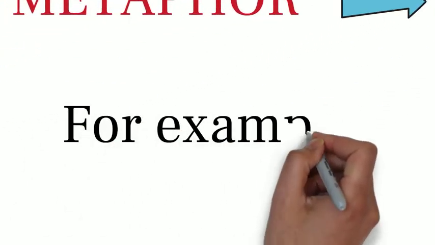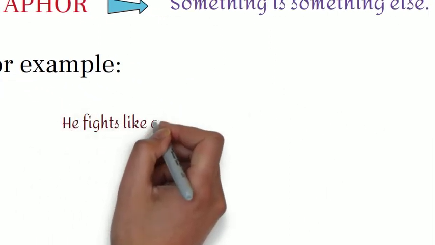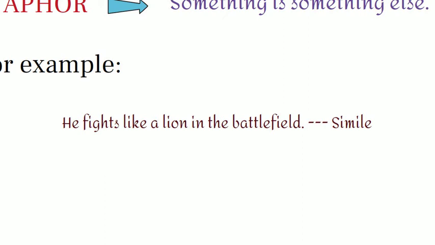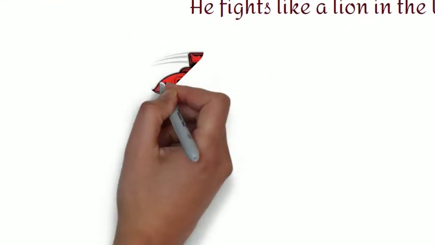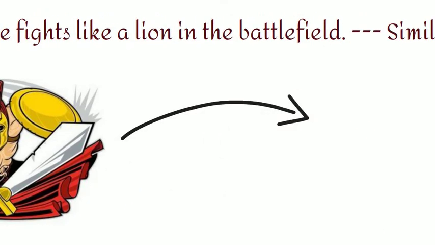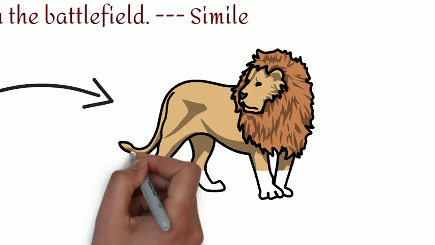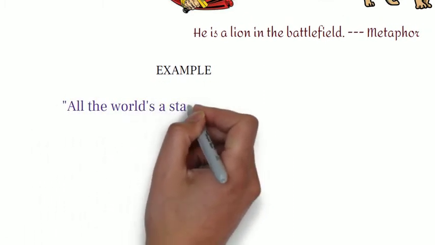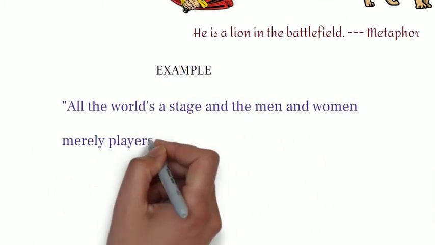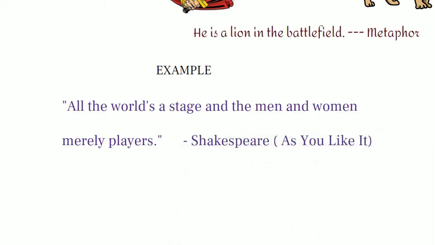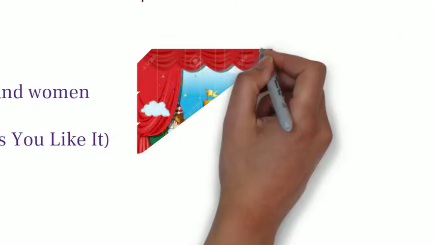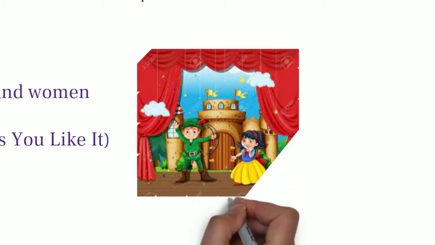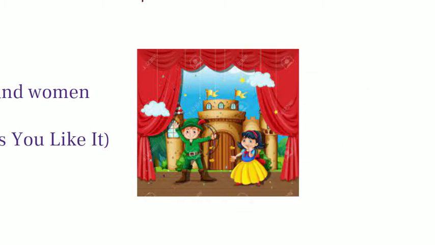For example, look at these two sentences. When you use a simile, you say, he fights like a lion in the battlefield. And the same can be said as a metaphor. He is a lion in the battlefield. Let's see an example. All the world's a stage, men and women merely players, by Shakespeare. A very famous quote from the play, As You Like It. Here Shakespeare is comparing the world to a stage and men and women to players or actors.